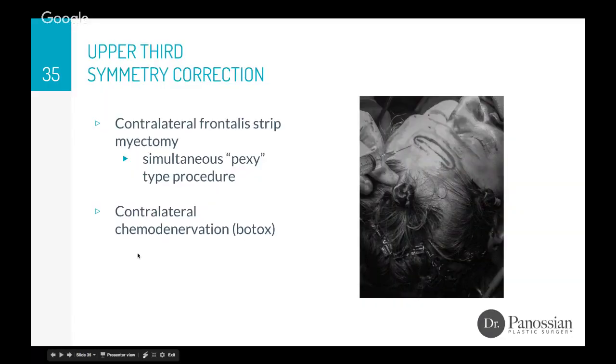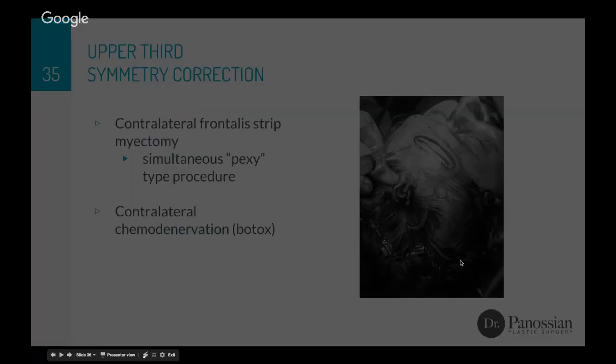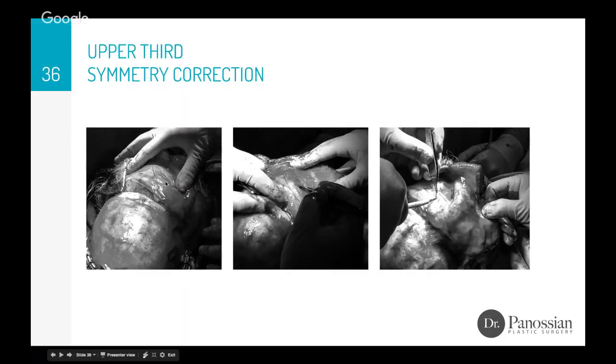When correcting brow asymmetries, sometimes we can perform a contralateral frontalis strip resection. In other words, we can remove the active brow muscle, and we can do this either with Botox or this strip myectomy, as you can see here, and that involves essentially removing a strip of the frontalis muscle. In this case, a coronal approach had been performed for a simultaneous temporalis procedure, so we were able to do this simultaneously, and we remove a segment of the frontalis muscle, leaving a gap in order to avoid any elevation on that side or excessive contraction.